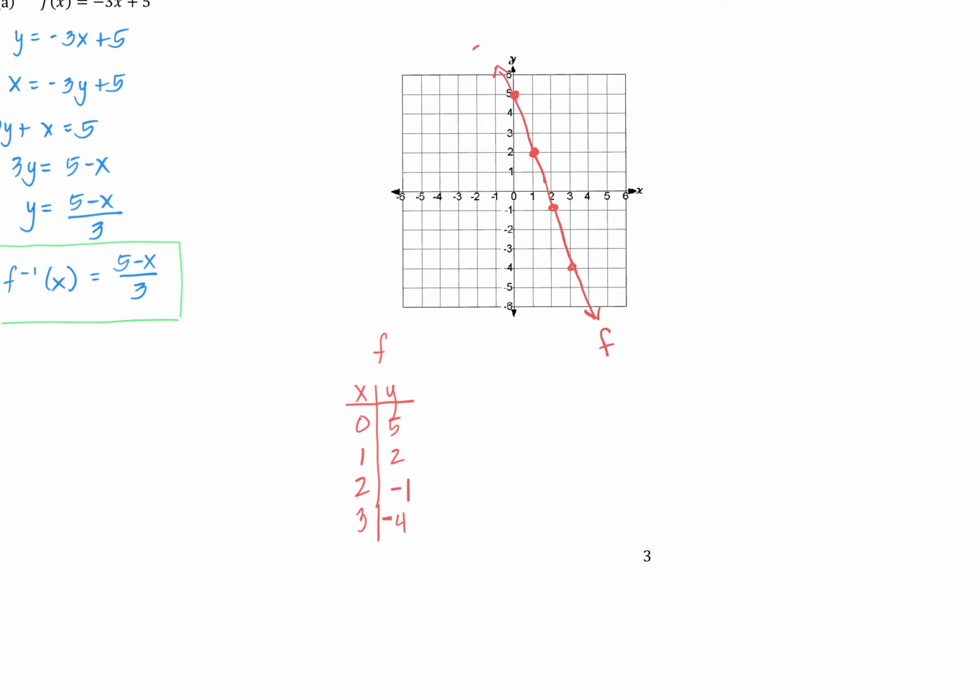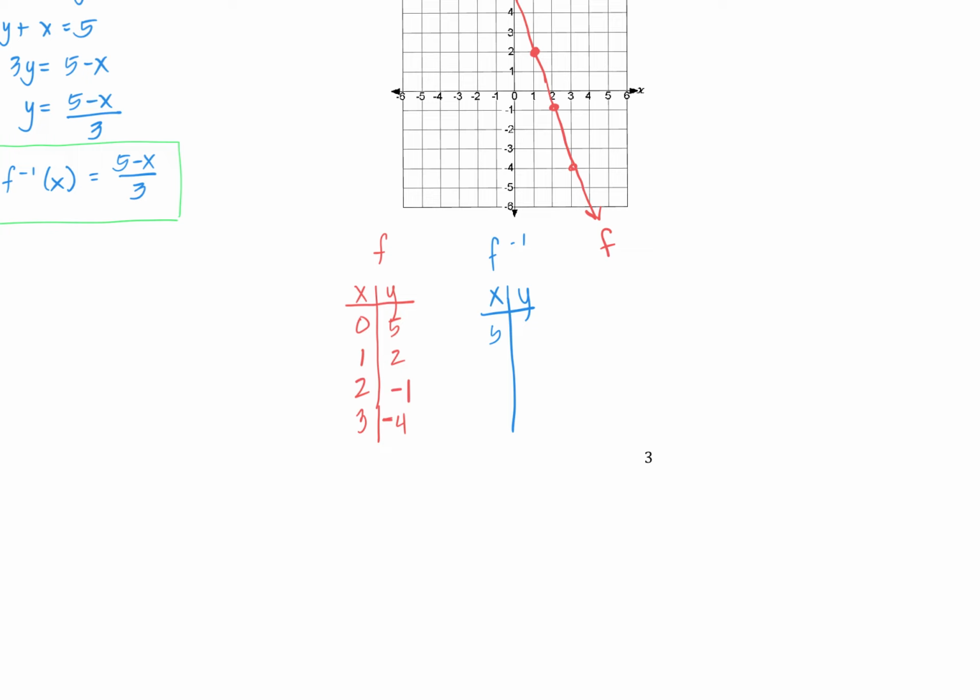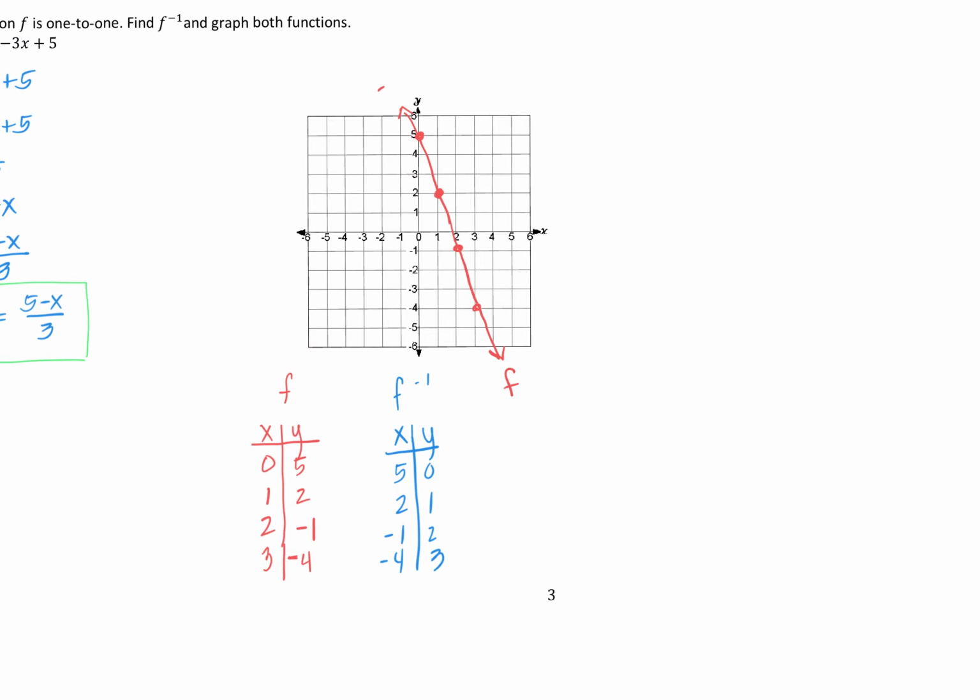Okay, so let me go ahead and get some points for f inverse. Again, I don't have to plug it into the function. All I have to do is take the points that I have for f and switch them. So I have (5, 0), (2, 1), (-1, 2), and (-4, 3). Let's go ahead and graph those. (5, 0), (2, 1), (-1, 2), (-4, 3). And those do line up. So this would be my graph of f inverse.